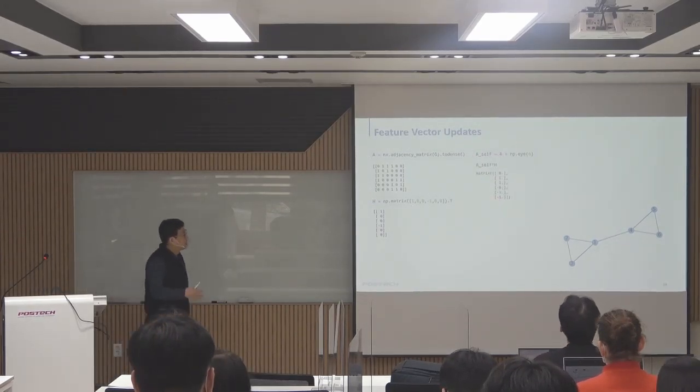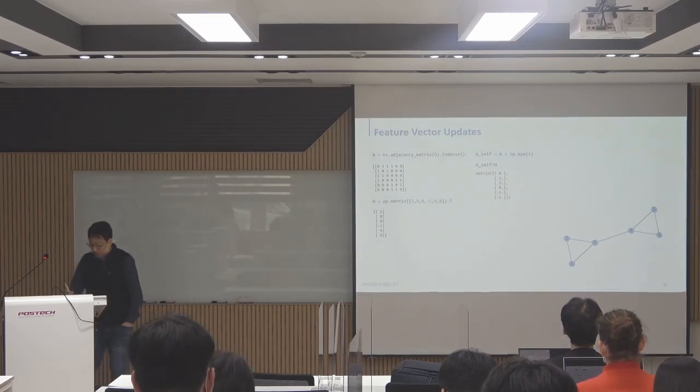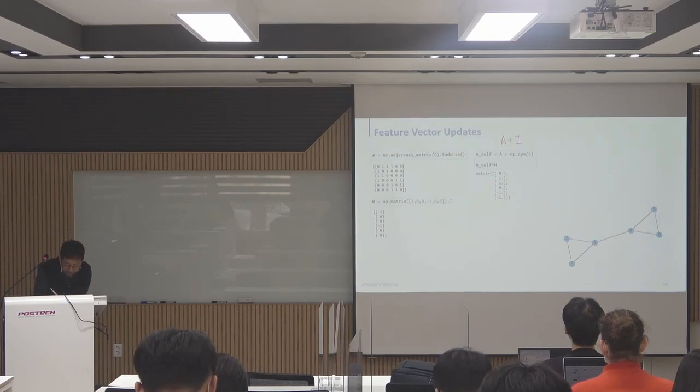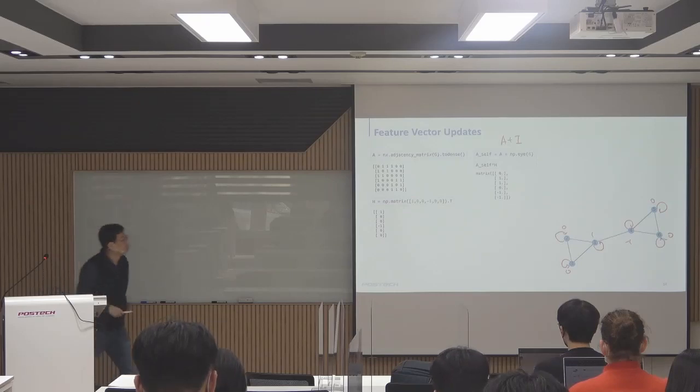Now I decide to add self loops. So this is A plus I. Now remember this one was zeros. And now we add self loops. Let's see what we got.